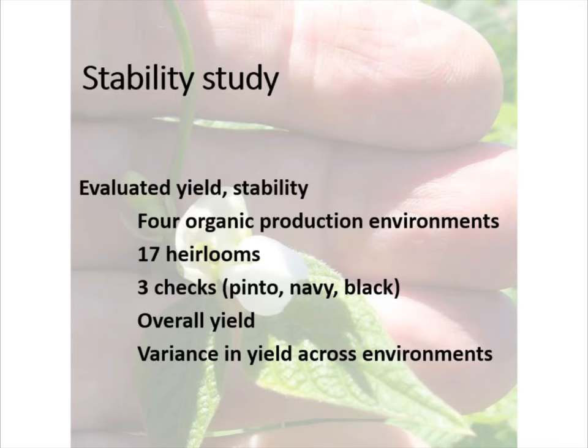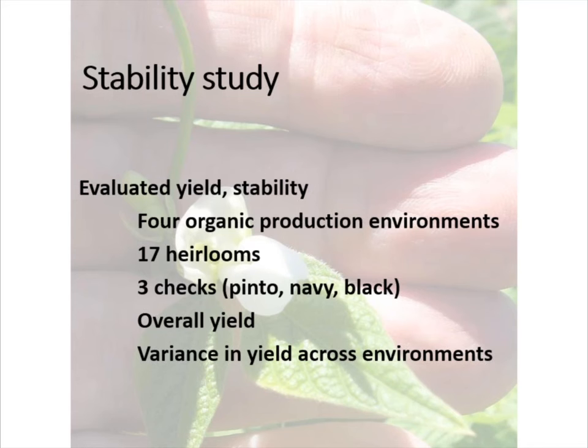Okay, so our first study was simply to look at the performance of a number of heirlooms across environments, across different organic production systems, and include also some commercial beans in there as checks. So we used, as I'm showing here, 4 organic production environments. We had 17 heirloom beans, which I'll show you in a moment. We included 3 commercial checks, a pinto, a navy, and a black bean.